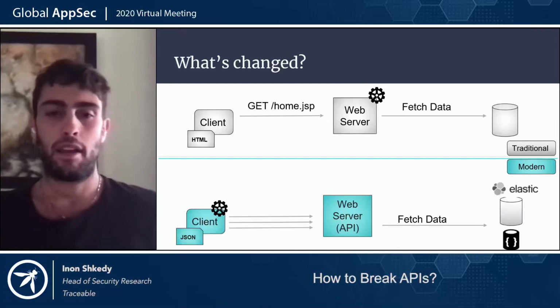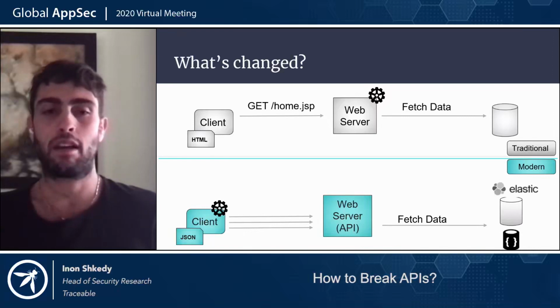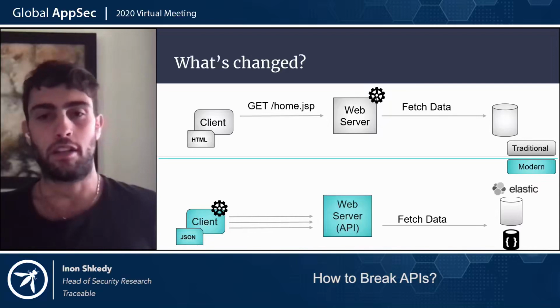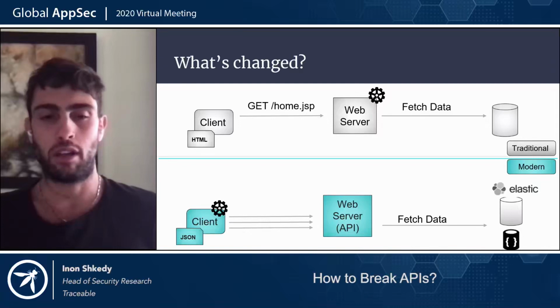So after the web server gets the calls from the clients, it would fetch data from the database, and you have more types of databases. On top of the traditional SQL, you can find today Elastic and NoSQL, and many more other types of databases. And then another interesting change, instead of returning HTML pages, today the web server, the API, returns raw data in the format of JSON.